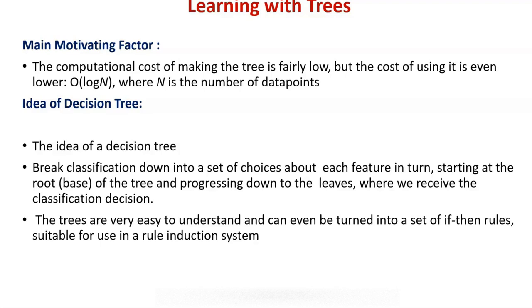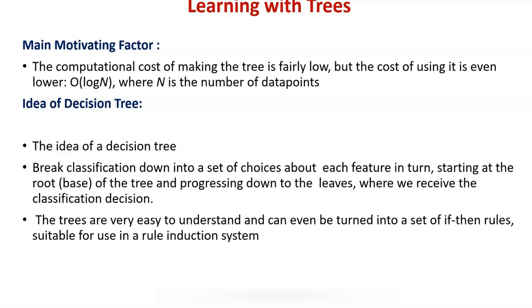The main idea of this decision tree is that we are going to break classification based on the choices about each feature. A tree has a set of nodes, right? So here the nodes are going to be the features, and the one at the root of the tree is the one which has the most information. From that feature we progress down to the leaves, where the leaves are nothing but the labels of this classification.